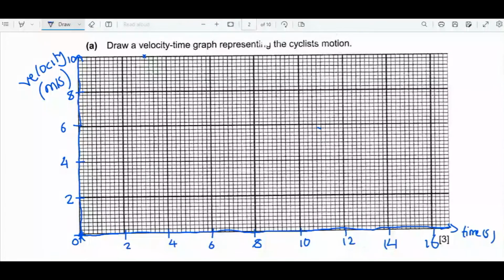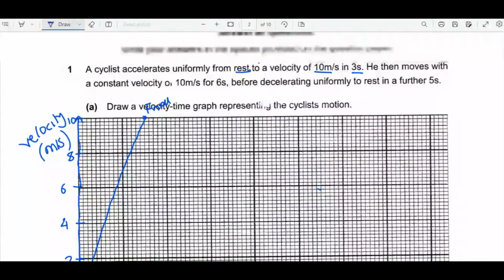Then when connecting a line, we have to make sure that it's a straight line, since the acceleration was uniform. So we need to draw a straight line. This is our initial point here, then we have our final point here. So final velocity. Then what happened after this final velocity?